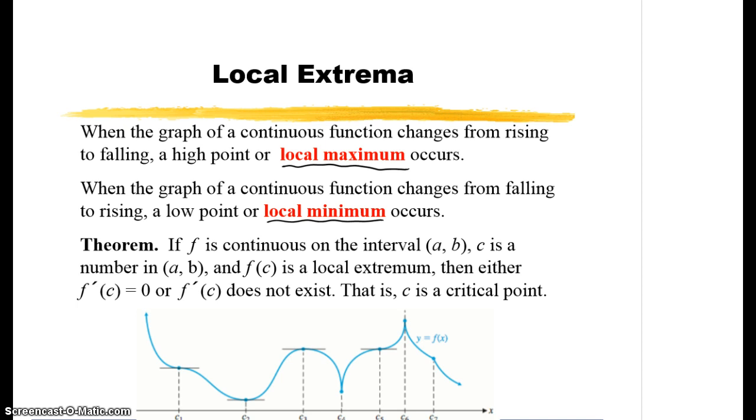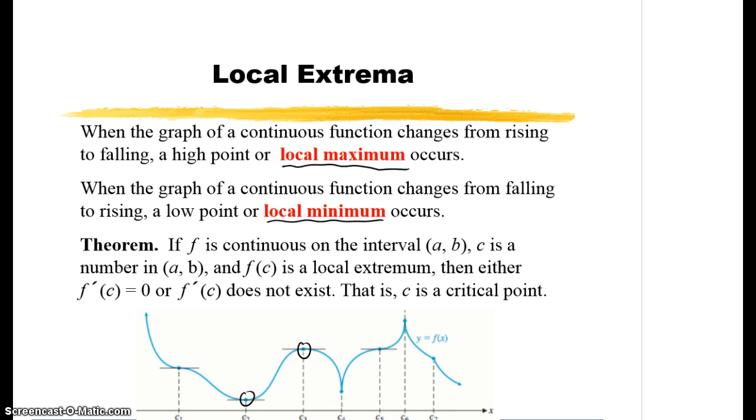If you take a look at this graph, here's an example of what we would call a local minimum, the point at c2. Why? Because we have a graph that's falling to the left of it, and then a graph that's rising to the right of it. Likewise, at c3, we have a local maximum. Why? Because our graph is rising and then starts falling past c3.